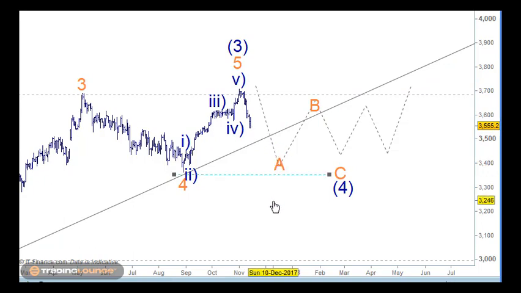I'm using this one here also because this was wave 4 here, and even though it was pretty much in a straight line, it was very complicated in its production. So we need to take that on board. The other point too is that this wave 4 here is a minor degree, and this one here is the next degree higher, the intermediate degree.